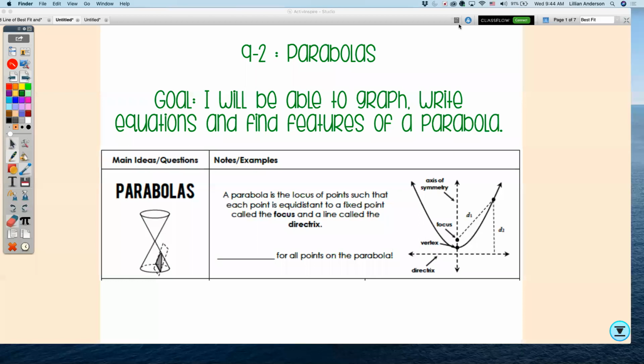And so because a parabola is a locus of points, D1, which you see in this general picture, is going to be equal to D2 for all points on the parabola. So that means that any point that's on the parabola, its distance from the focus is the exact same distance from the directrix. Okay, it's the exact same distance from the directrix.